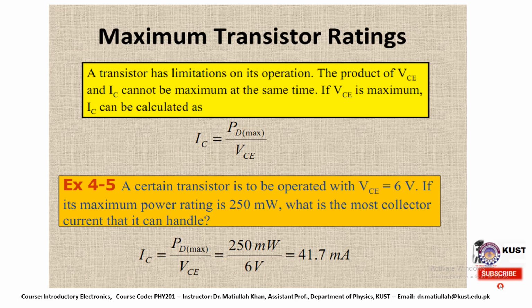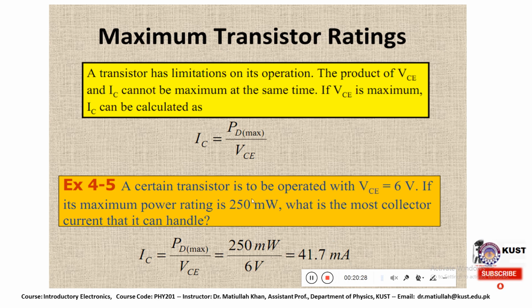We have a maximum transistor rating when the transistor has limitations on its operation. In this particular case, the product of VCE and IC cannot be maximum at the same time. So if VCE is maximum, IC can be calculated from a simple equation: the collector current should be equal to PD maximum divided by VCE. On this equation we can solve a very simple problem.